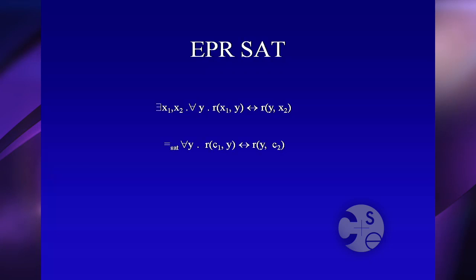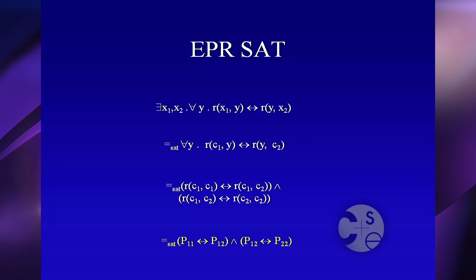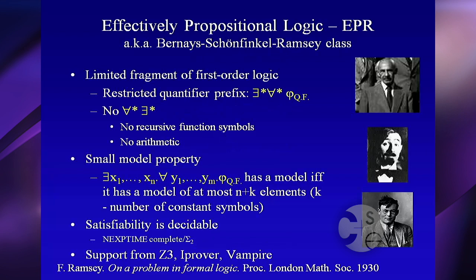If you want to check validity, you check the satisfiability of the negation. So you see here, this formula is satisfiable if and only if it's satisfiable on two constants, C1 and C2. This means we can just bit-blast it and convert it to a propositional formula. We instantiate y with all the values, and finally we get a propositional formula. So the formula at the top is satisfiable if and only if the propositional formula at the bottom is. You might say this is bad because there's an exponential expansion, but tools like Z3 are smart. They do it in a more lazy way. There are also other tools like iProver and Vampire. This problem is NEXPTIME-complete, and it's actually in Sigma 2 of the hierarchy if you have limited relations. So there are good SAT solvers for this kind of thing.